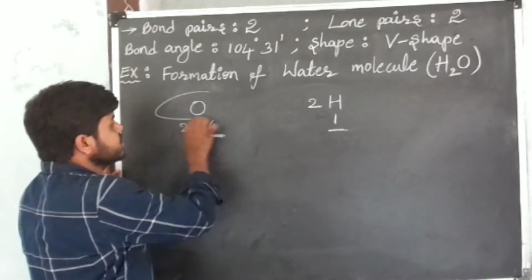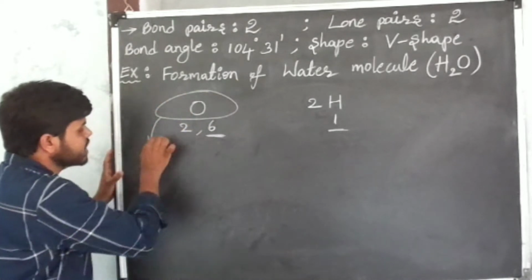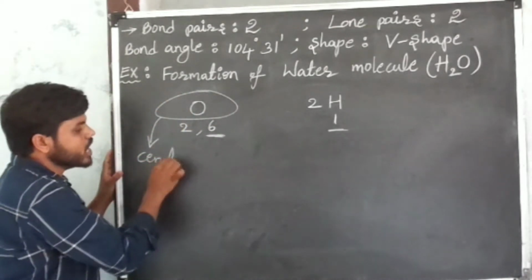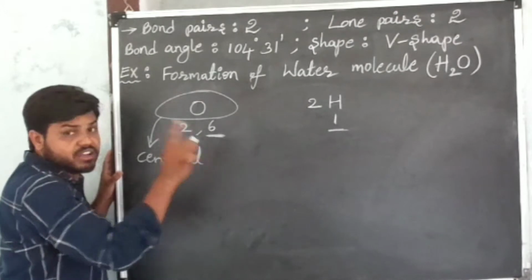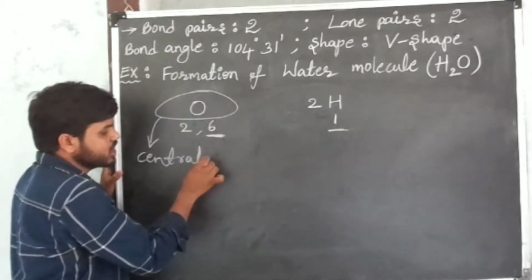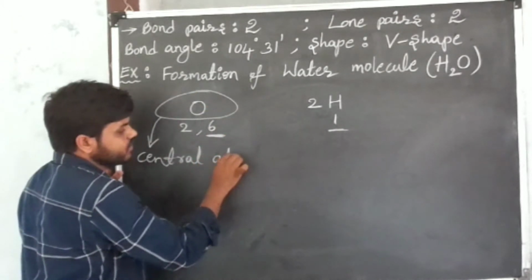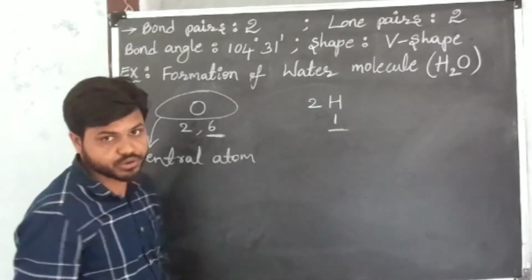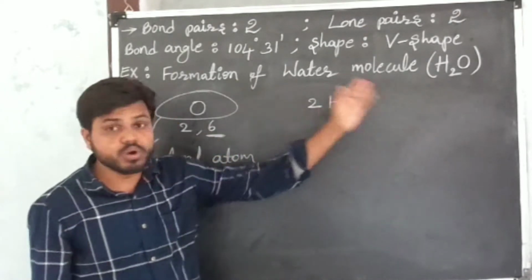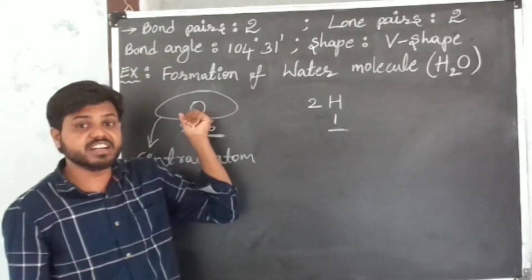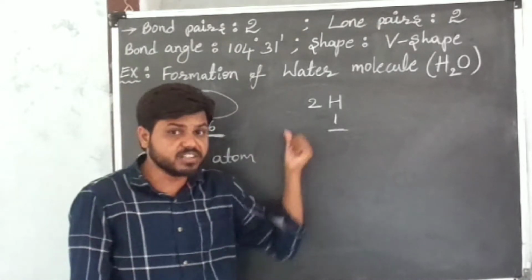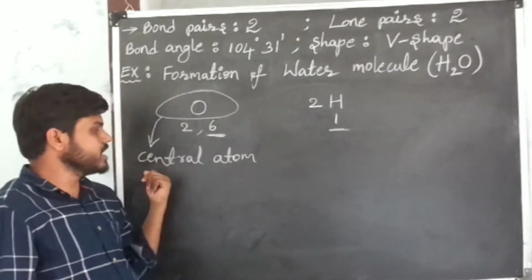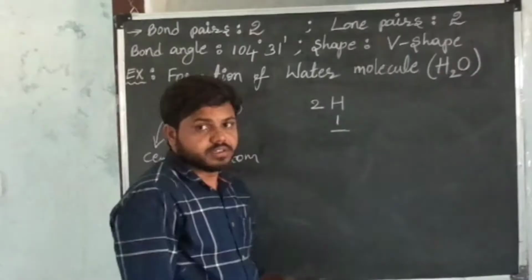That's why this oxygen atom will become the central atom of the molecule. 2 hydrogen atoms are sharing 1 electron each with the oxygen atom. I am repeating. 2 hydrogen atoms are sharing electrons with 1 atom of oxygen. That's why this oxygen will become the central atom of the molecule.